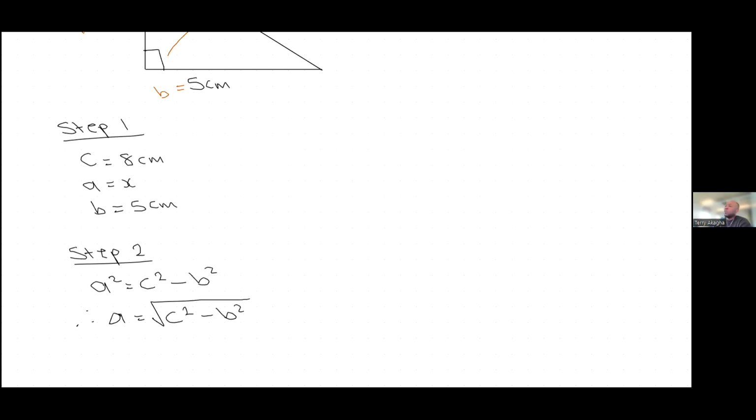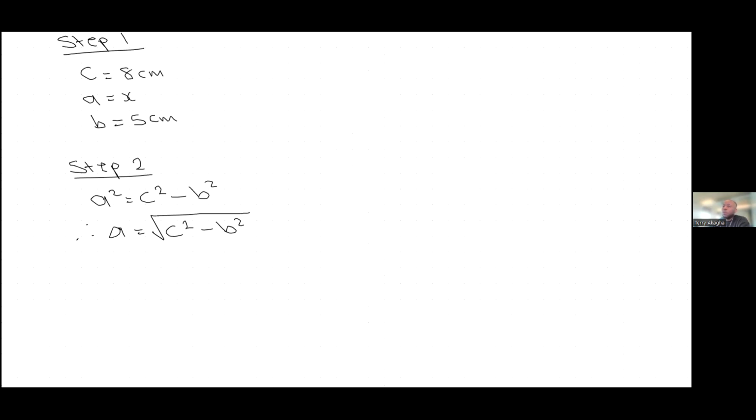So now we're going to substitute to get the final answer. A is going to be equal to the square root of, the C is going to be 8 squared minus 5 squared. And that will give you approximately the square root of 64 minus 25. That will give us around 39.